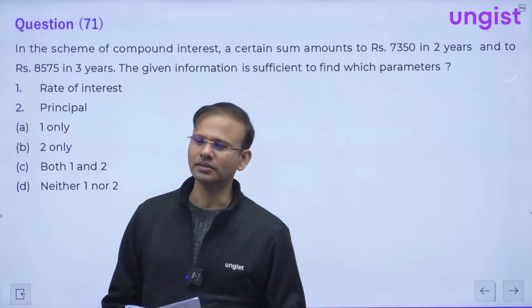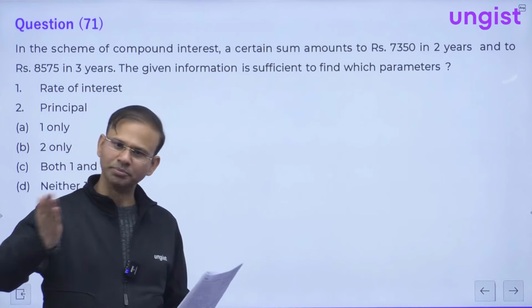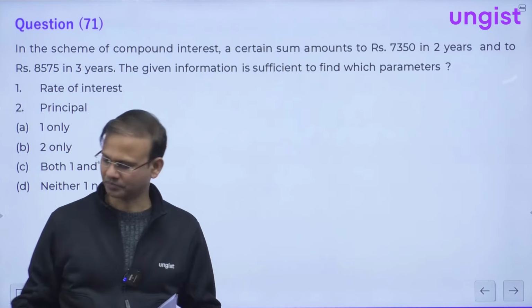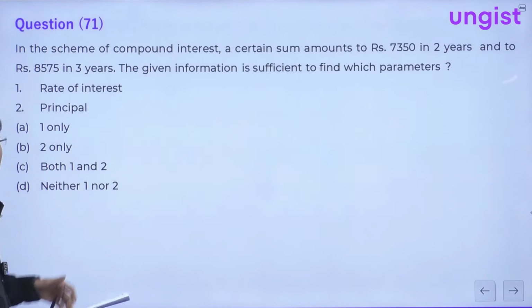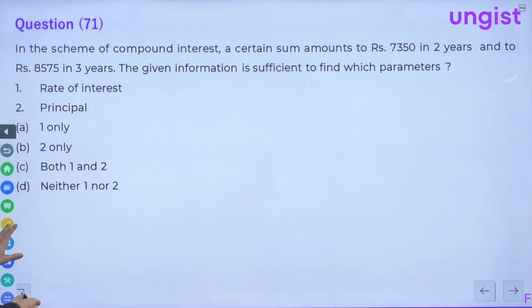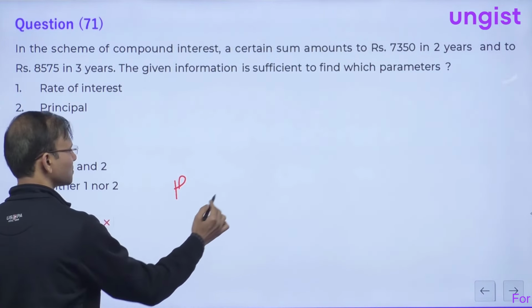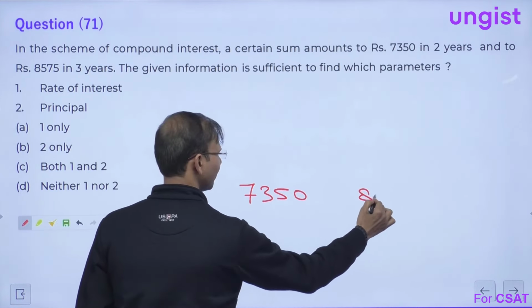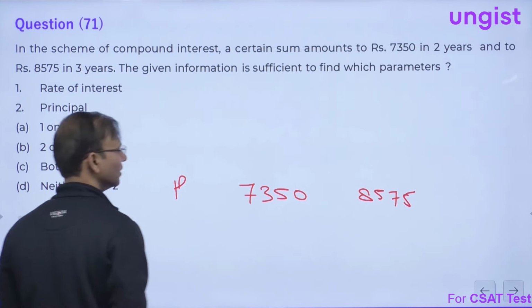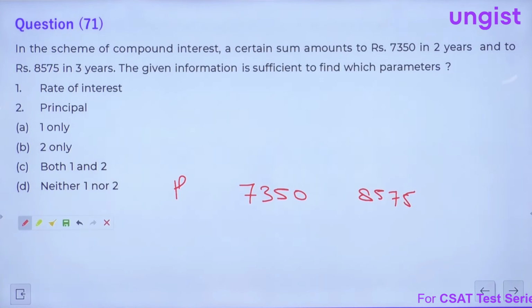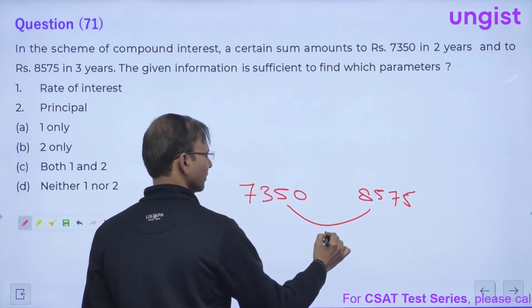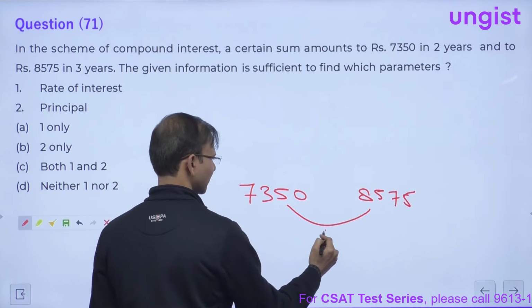See, the thing is, आप या तो सोच सकते हैं principal moves in GP. Right, so the ratio between the first and second thing will be the same as between the second and third thing. देखिए. The question says, in the scheme of compound interest, a certain principal amounts to 7350 in 2 years and 8575 in 3 years.